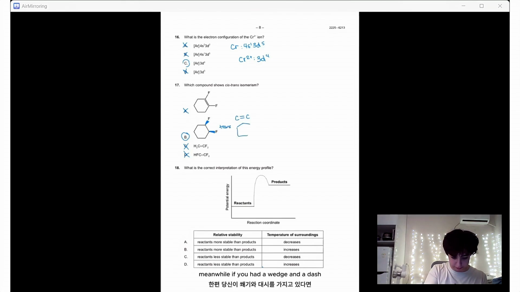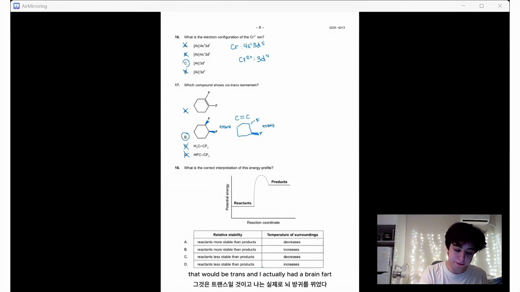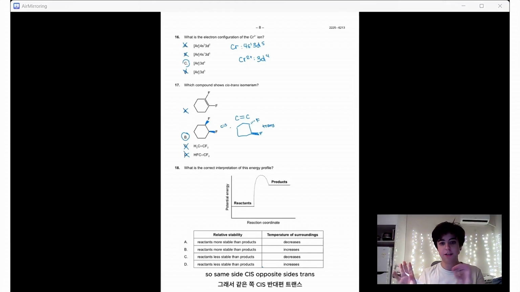Meanwhile, if you had a wedge and a dash, a combination of the two, that would be trans. And I actually had a brain fart. Would that first one be cis? My bad, my bad, my bad. Listen, I don't know words. Cis. So same side, cis; opposite sides, trans.